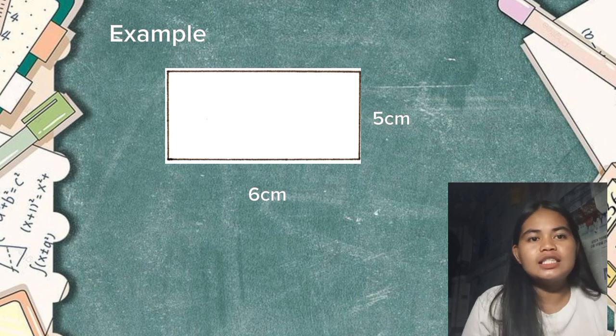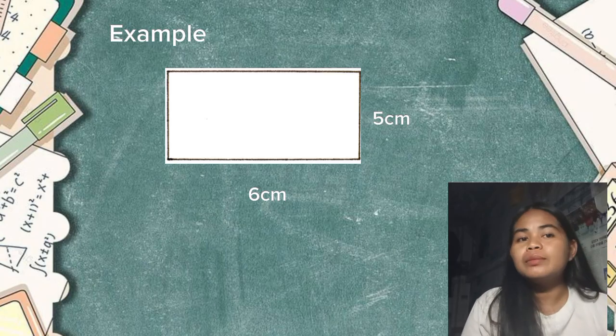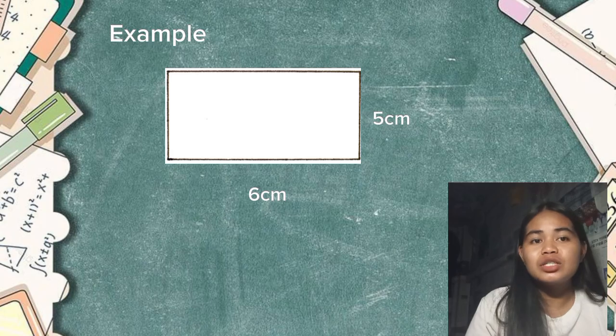So what is the width of this rectangle? Okay, very good. It is 5 centimeters. Remember that the width is the shortest side of the rectangle, okay? And what about its length? Okay, the length is the longest side of its measurement and it is 6 centimeters.